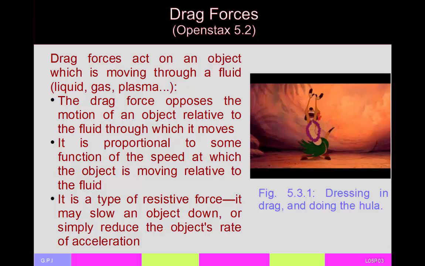And I write that it is some function of the speed because in some cases the function might be linear, in which case the drag force basically looks like F equals negative B times V, something like this. Sometimes the function is quadratic, so the drag force is proportional to the square of the speed, etc.